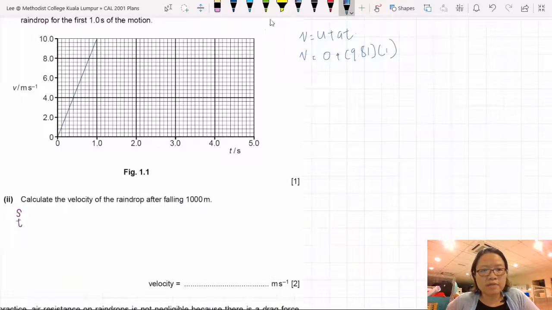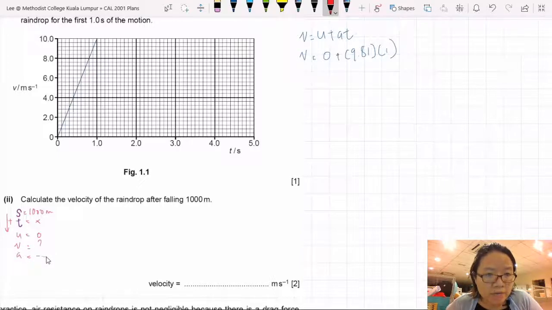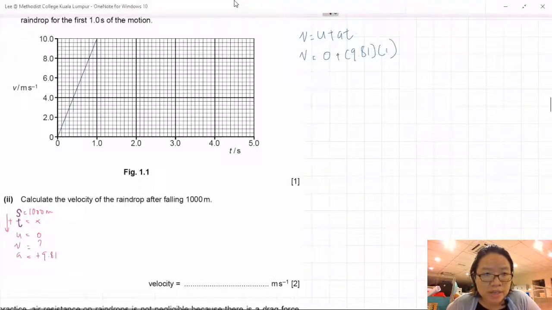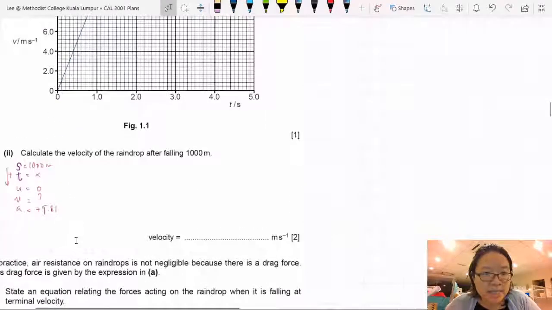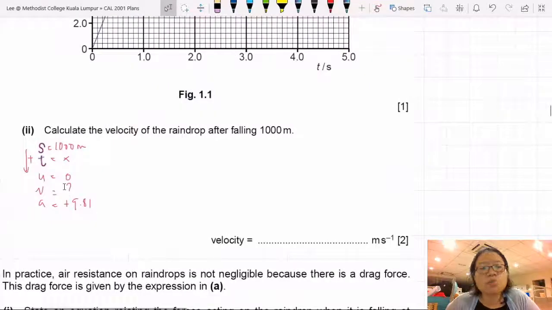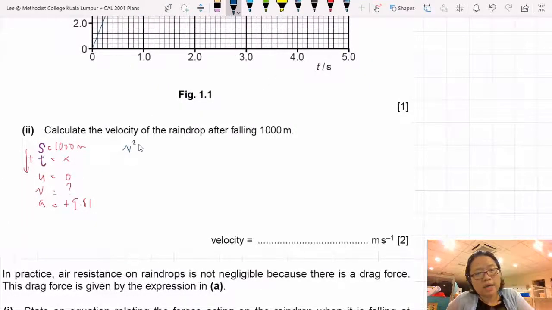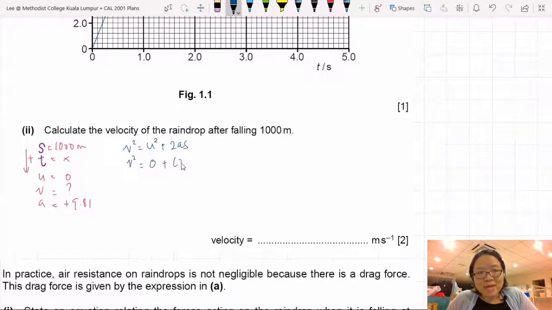Okay, so then you're asked to calculate the velocity of the raindrop after falling 1000 meters. So your s is 1000, t you don't have, u is 0, v you want to find, and a is positive 9.81, treating downward as positive, so that your s can be positive. Since we do not have t, we'll use v squared equals u squared plus 2as. Sub the values in, and you will get a very large speed, my friend.